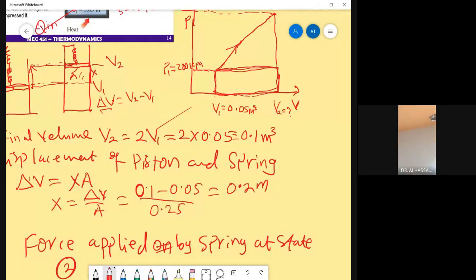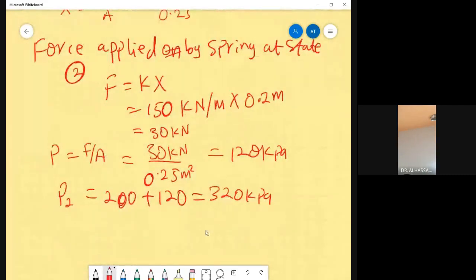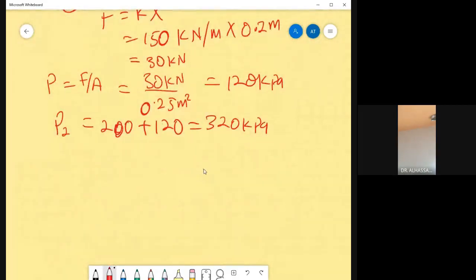Let's see. We have to determine the final pressure, which the question asks us to determine. Now, let us find the total work done. The total work done, again, I'll draw the PV diagram. Total work done is given by the area under the curve.